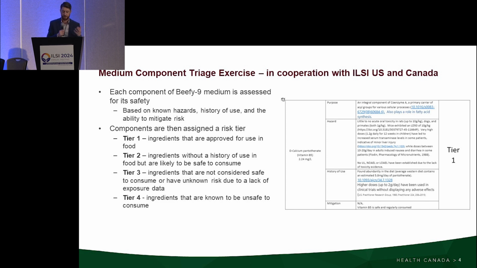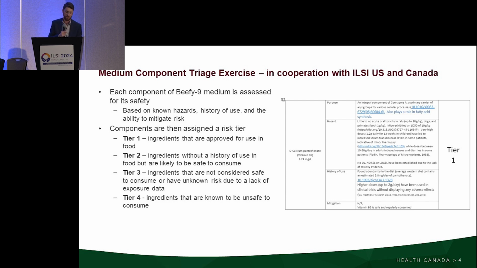So we have the different risk tiers. We have ingredients that are already approved for use in food. Those ones are very easy. We have ingredients without a history of use in food but are likely safe to consume. And then we have the gray area. And I think that to me, as a research scientist, those are the ingredients that are the most interesting, the things that we don't have the data for, the things that we're not entirely sure what the effects of consuming them would be. Even though they may not end up in the final product, even though they may not adulterate the final meat product, we should still know the hazards involved.